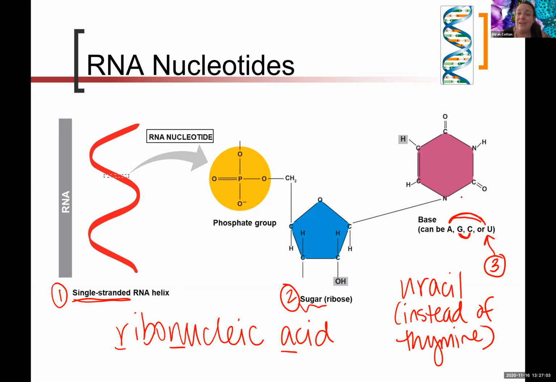So those are the main ways that RNA is different. Now, of course, what RNA does is different as well. We'll get to that. But those are the primary differences between DNA and RNA.